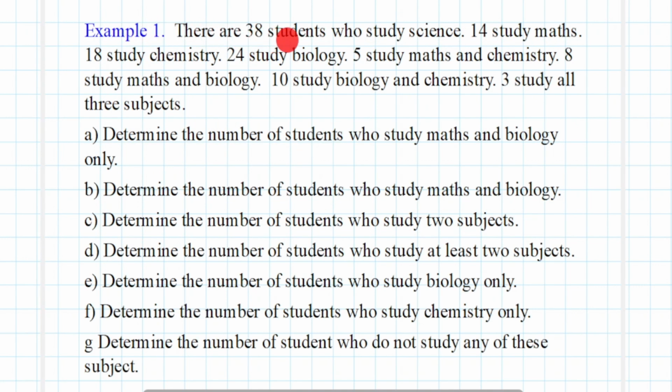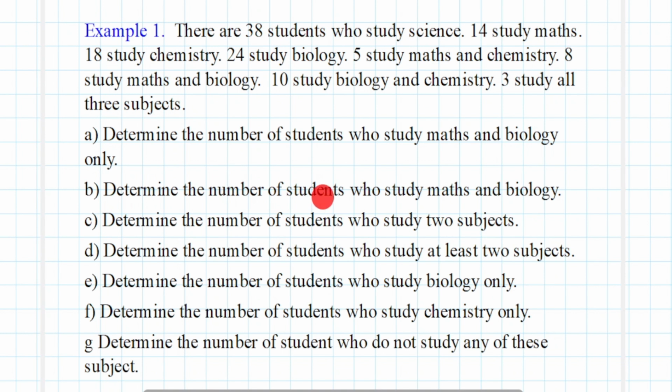Example 1. There are 38 students who study science, 40 study maths, 80 study chemistry, 24 study biology, 5 study maths and chemistry, 8 study maths and biology, 10 study biology and chemistry, and 3 study all three subjects. Determine the number of students who study maths and biology only.